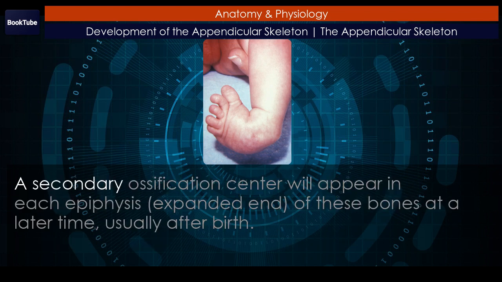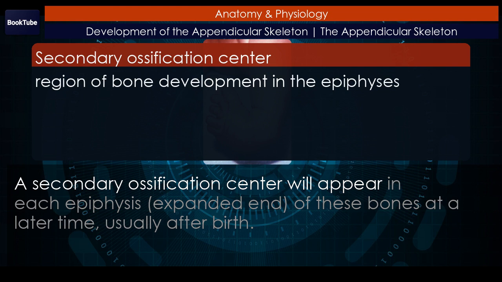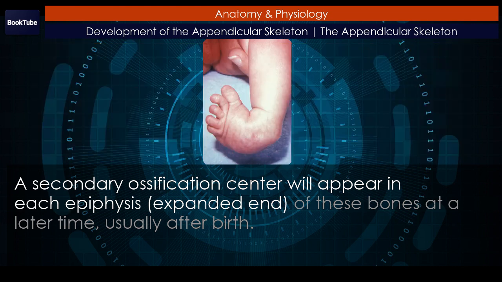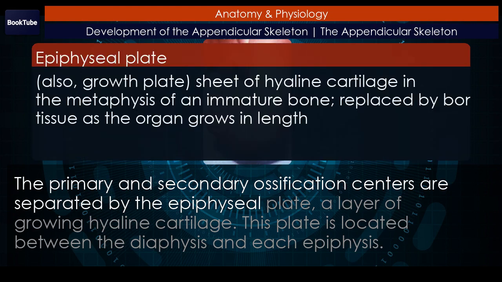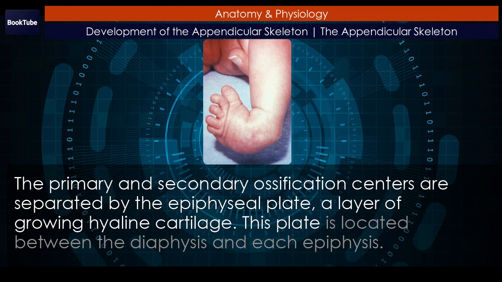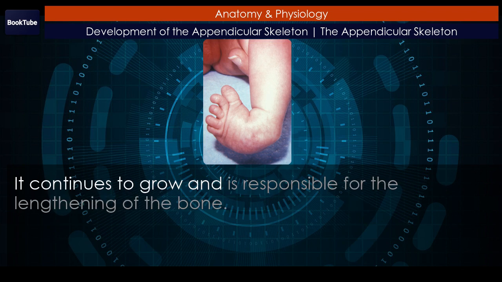A secondary ossification center will appear in each epiphysis (expanded end) of these bones at a later time, usually after birth. The primary and secondary ossification centers are separated by the epiphyseal plate, a layer of growing hyaline cartilage. This plate is located between the diaphysis and each epiphysis. It continues to grow and is responsible for the lengthening of the bone.